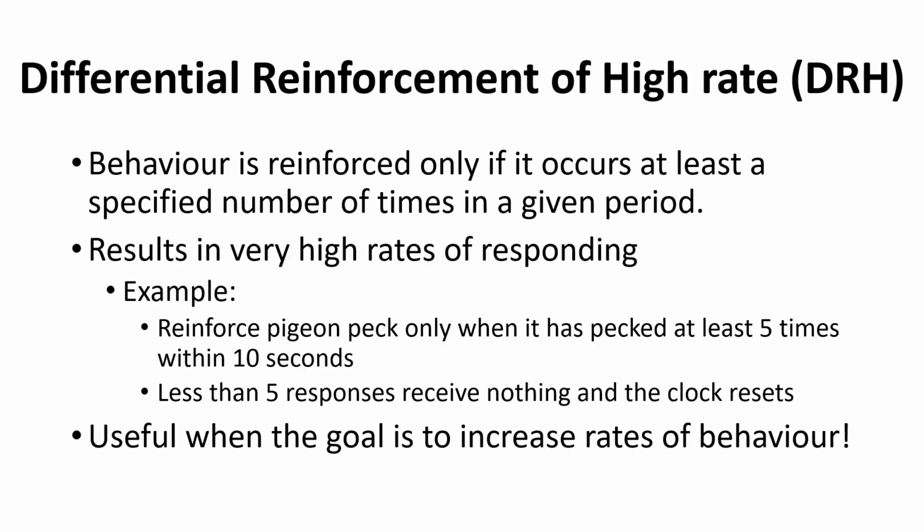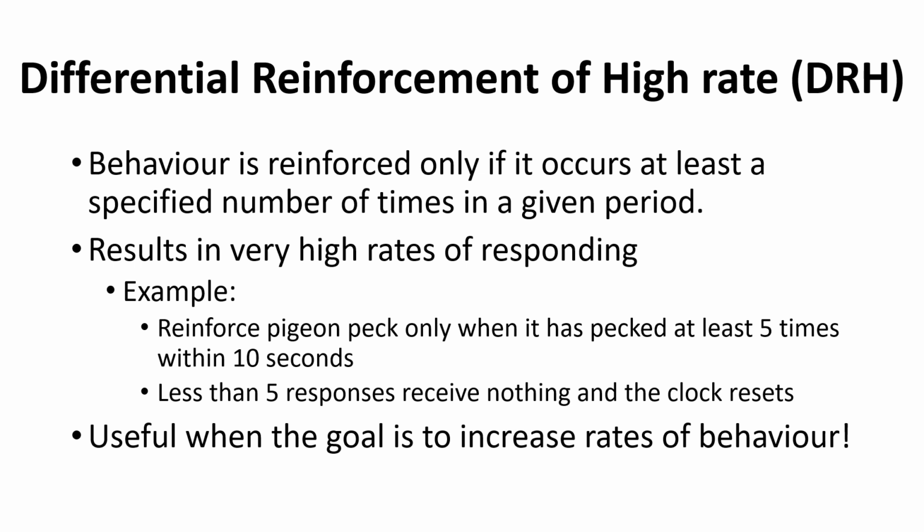Our next point is differential reinforcement of high rates. This is, as I said before, basically the opposite of our DRL. So a DRH is when a behavior is reinforced only if it occurs at least a certain number of times in a given period. So the goal here would be to increase rates of behavior rather than decrease.